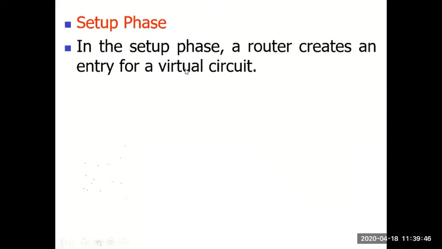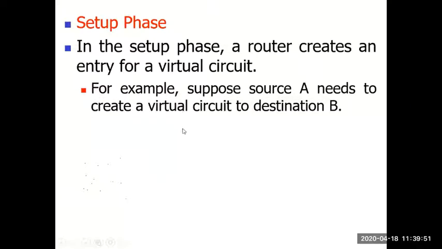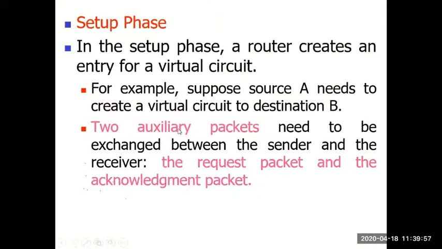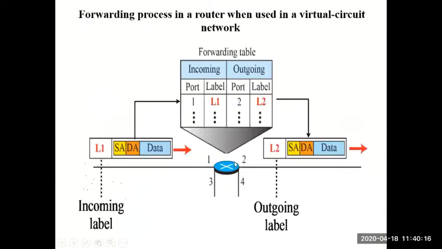First, I told you there are 3 phases in establishing a virtual circuit. The first is known as the setup phase. In the setup phase, the router creates an entry for a virtual circuit. For example, source A needs to create a virtual circuit to destination B. Then it needs to exchange 2 types of packets between source and destination. One is the request packet. The other is the acknowledgement packet, which we also call the reply packet. So 2 packets are sent.